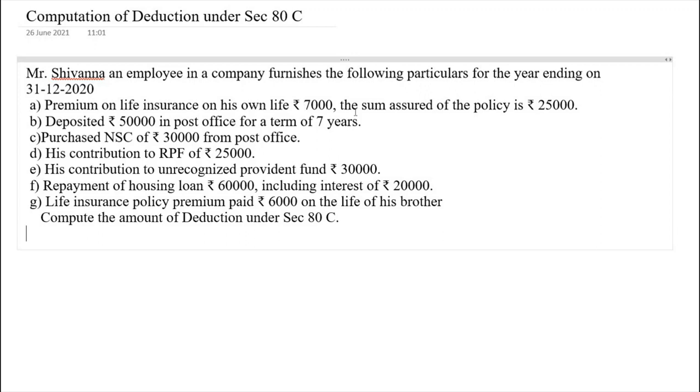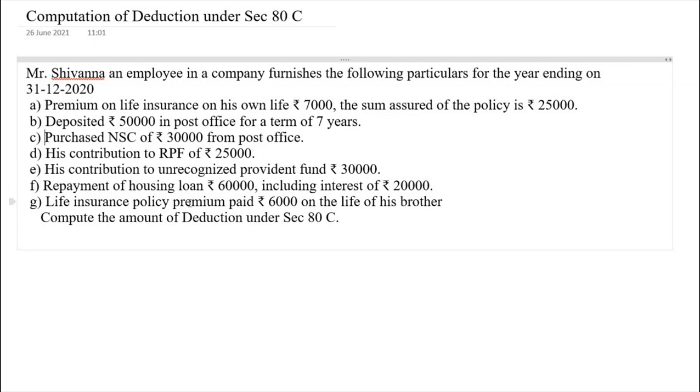Deposited rupees 50,000 in post office for a term of 7 years. As the deposit is kept with the post office for a minimum period of 5 years, it qualifies for deduction under section 80C. Then purchase of NSC qualifies for deduction under section 80C. Then his contribution to RPF qualifies for deduction under section 80C. Then his contribution to unrecognized provident fund does not qualify for deduction under section 80C.